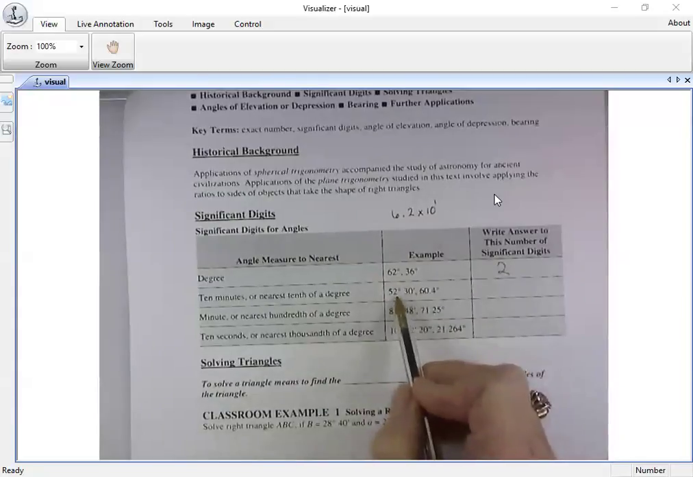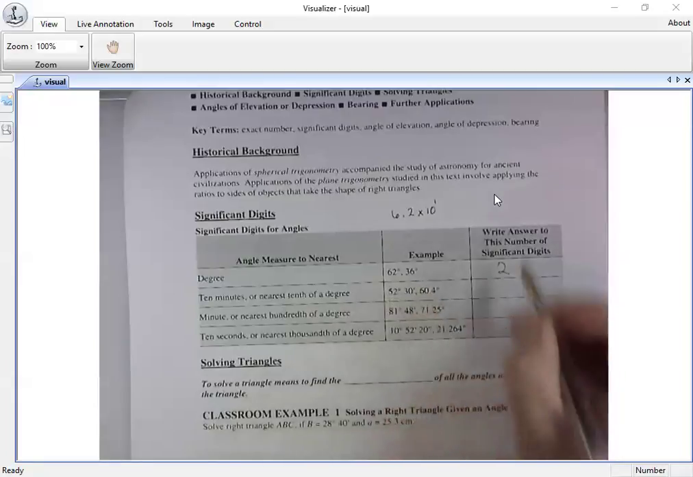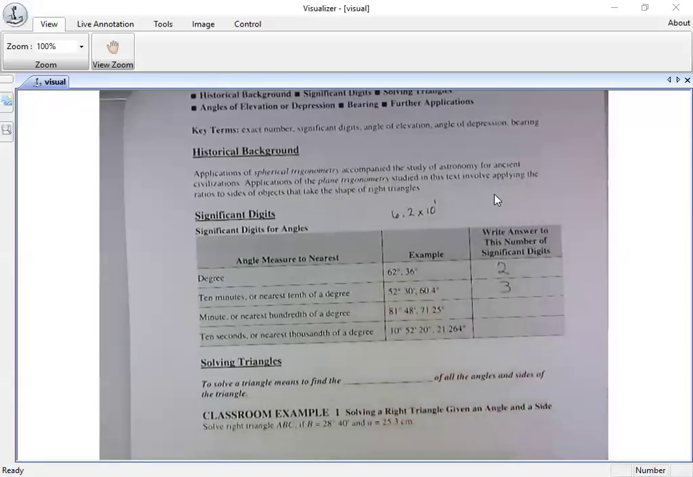What about here? 52 degrees, 30 minutes. How many digits do you think that would be? Well, it's 4 if we count the 0, but if the 0 is at the end, do we count it? So I believe that's going to be 1, 2, 3. This is how many? 3. They're both 3 significant digits.